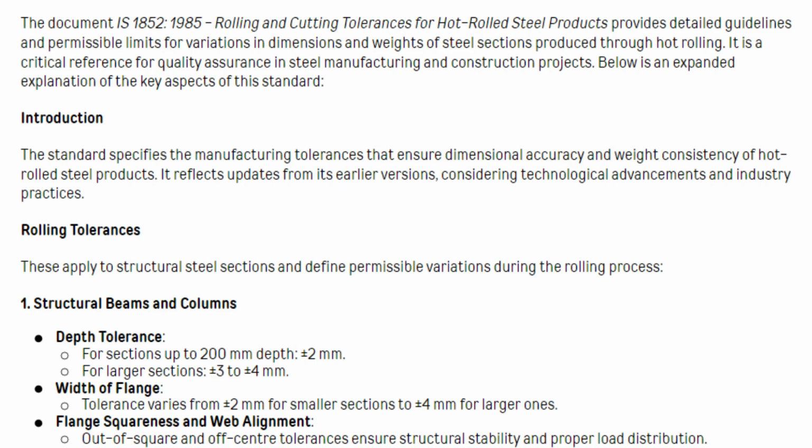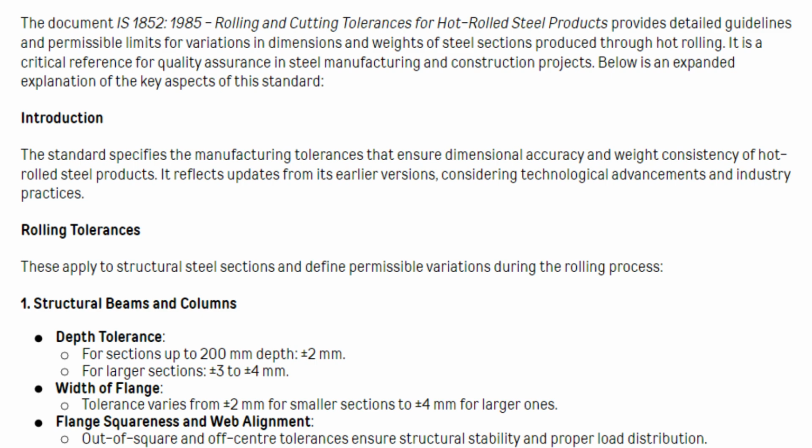Introduction. The standard specifies the manufacturing tolerances that ensure dimensional accuracy and weight consistency of hot-rolled steel products. It reflects updates from its earlier versions, considering technological advancements and industry practices. Rolling tolerances. These apply to structural steel sections and define permissible variations during the rolling process.